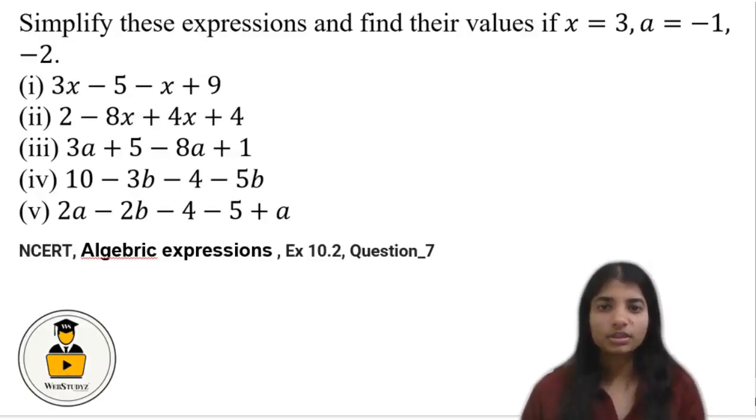Students, let's discuss the question. In this question, we have to simplify this expression and find their values. The value of x is equal to 3, a is equal to minus 1, and b is equal to minus 2. So we are discussing part 1.